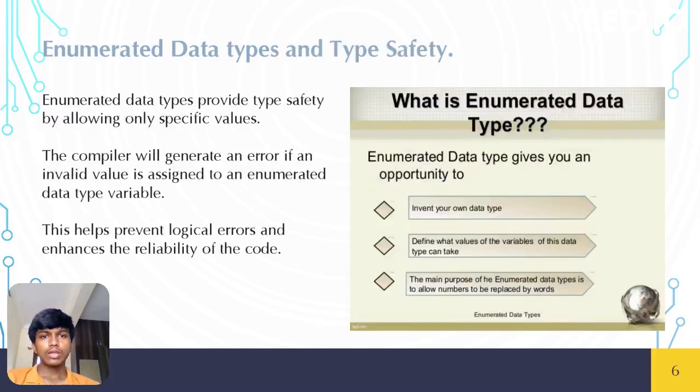Next is enumerated data types and type safety. Enumerated data types provide type safety by allowing only specific values. The compiler will generate an error if an invalid value is assigned to an enumerated data type variable. This helps to prevent logical errors and enhances the reliability of the code. It helps to catch errors at compile time rather than runtime, improving code reliability and preventing unexpected value assignments.